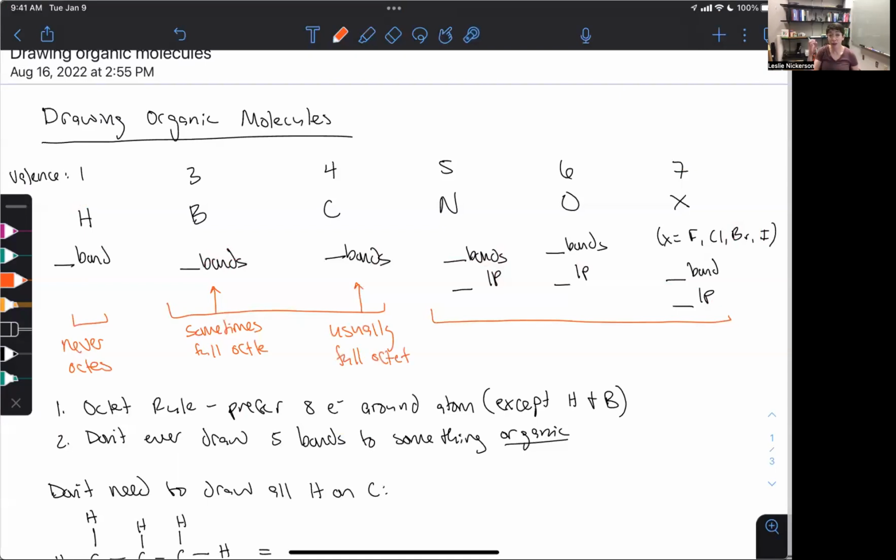And I just want to be clear, when we're not in a full octet with carbon, there is generally going to be some kind of charge going on. Not always, but generally. So carbon with 8 electrons is generally going to be neutral. There are exceptions to that, which we will be talking about. So nitrogen, oxygen, and any of the halogens always need to have a full octet.